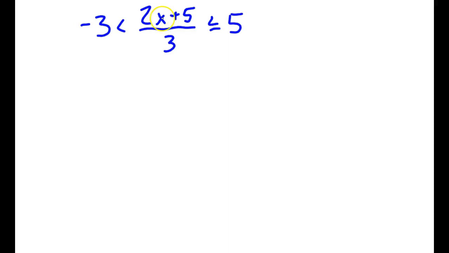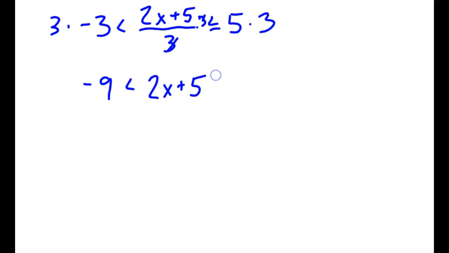So if we're trying to isolate x by itself, the first thing we need to do is multiply by 3. So if I multiply by 3 here, I have to multiply by 3 on the right, and I need to multiply by 3 on the left. So 3 times negative 3, I have negative 9. My middle simplified out. I'm left with 2x plus 5 less than or equal to 5 times 3 is 15.